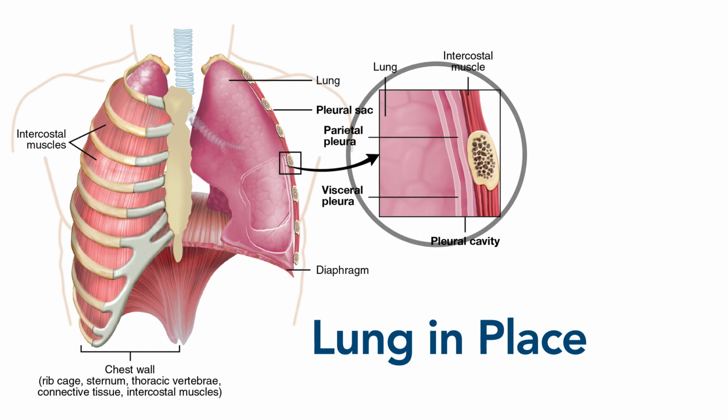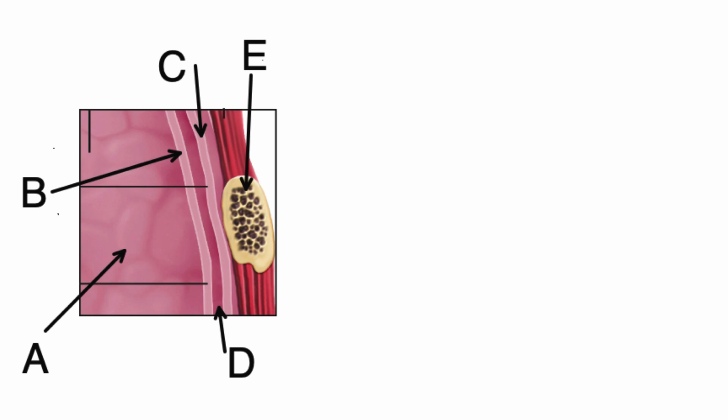If we expand the region of where the lungs are up against the thoracic cavity, chest wall, you can see there are multiple layers here. And we need to discuss what structures are there and what important roles they play. So if I take that and blow it up a little bit, let's point out some tissue. So obviously A is going to be the lung itself.